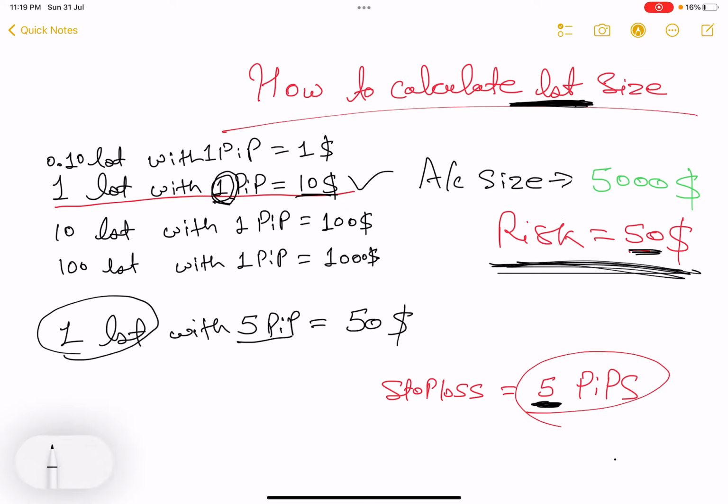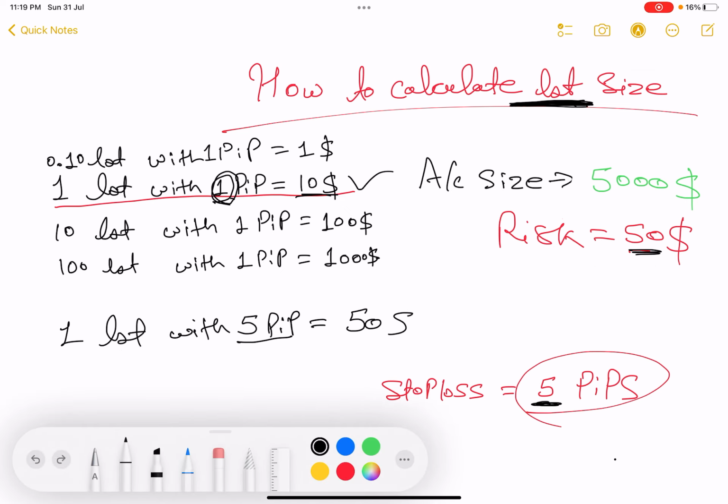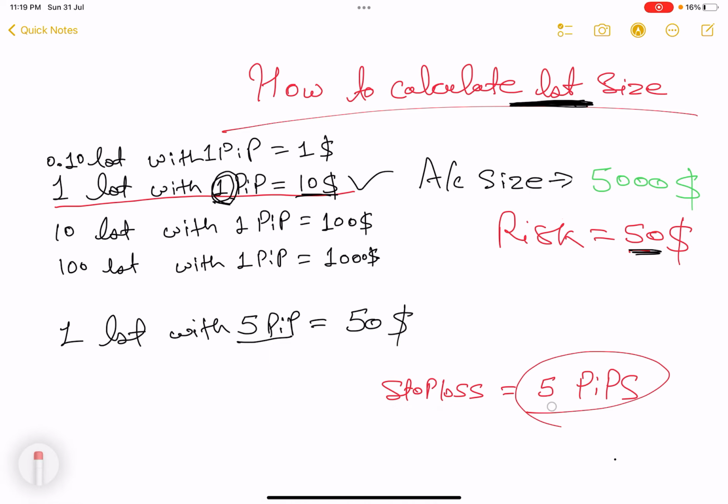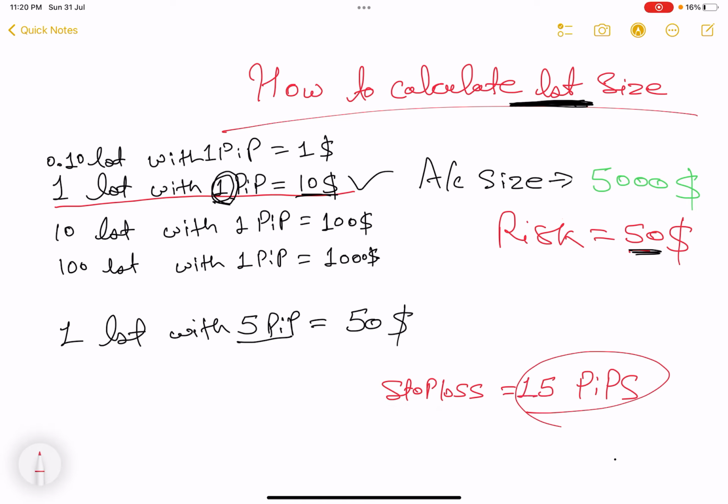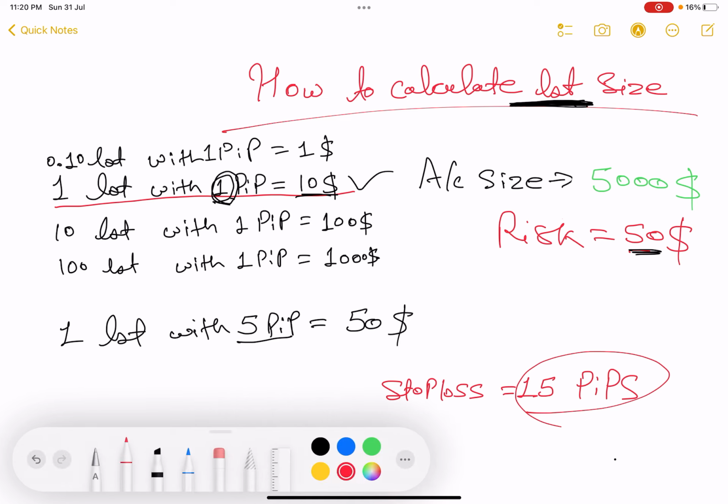Now let's just take another example here. It will be a little complicated, I think. Let's try this one. Okay, in this example, my stop loss pip is 15. Okay, मेरा जो stop loss है वो 15 pips का है. So my stop loss is 15 pips. Now if my stop loss is 15 pips, what should I do here?